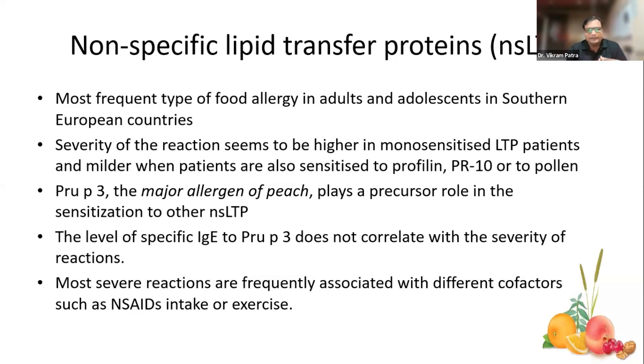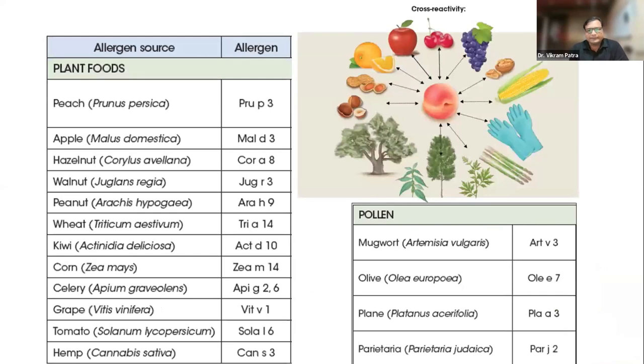In other pollens and other allergens, we saw the clinical severity is more with the higher level of serum specific IgE. But in the case of LTP, it is not true. And most of the reactions to LTPs are frequently associated with different cofactors such as NSAID intake, or even exercise induced. So these are the LTP examples, the allergen components.